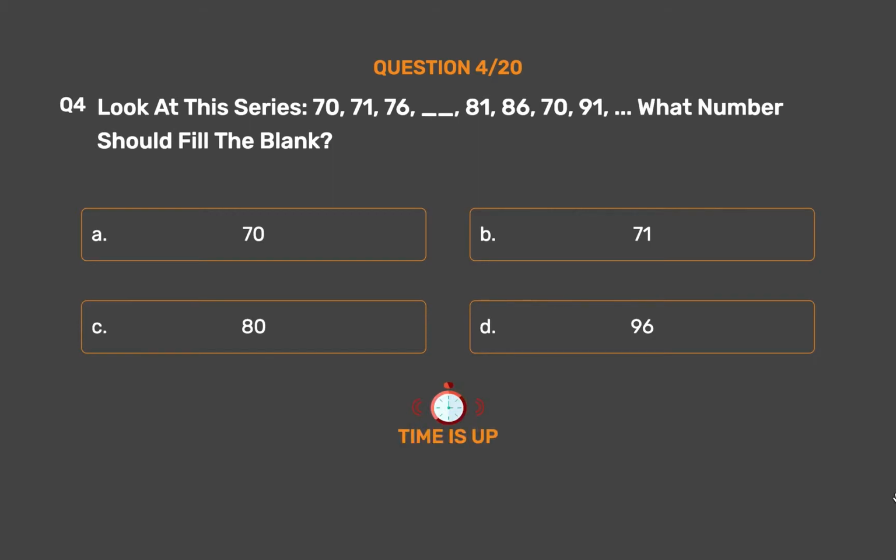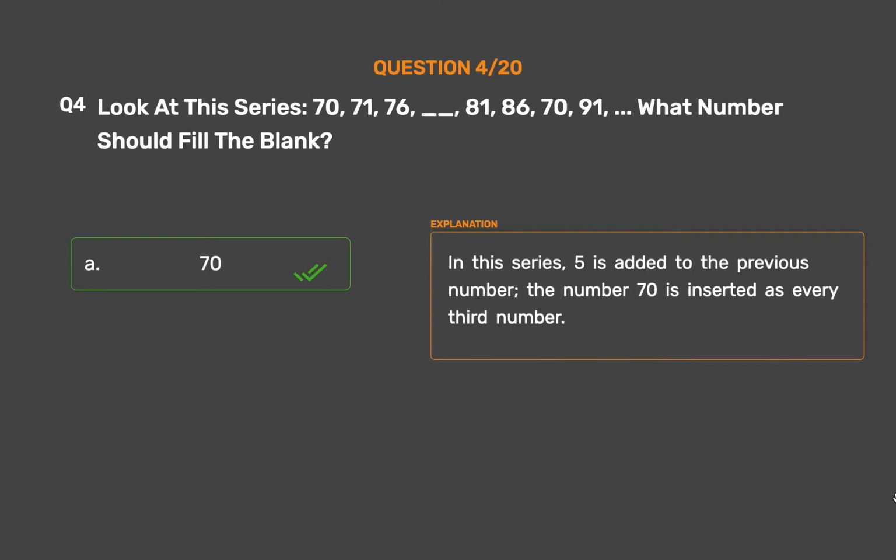The correct answer is Option A, 70. In this series, 5 is added to the previous number. The number 70 is inserted as every third number.